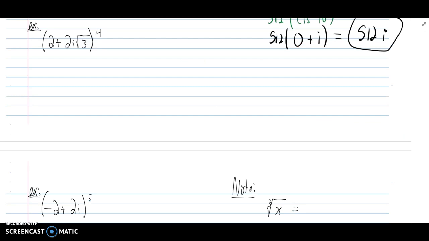For this next one, I'd encourage you to pause the video and see what you can do on your own. We have this number in rectangular form taken to the 4th power. You're going to want to convert it into trig form and then start using de Moivre's theorem. So again, pause it. I'll be working through the problem here in a moment, but pause it and see what you can do on your own first.